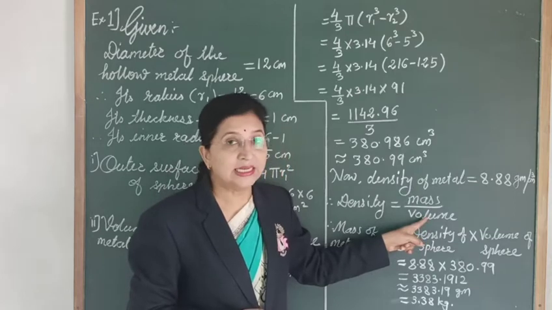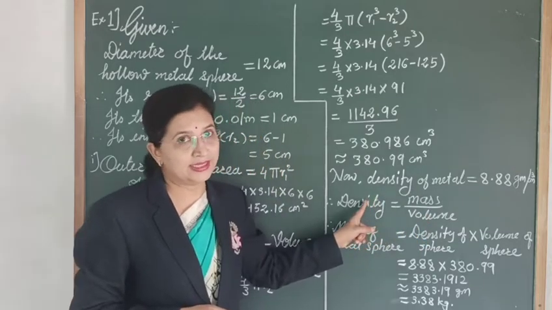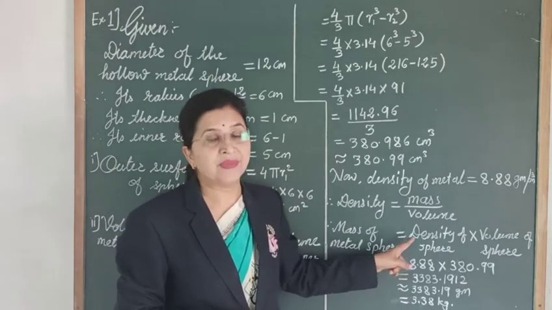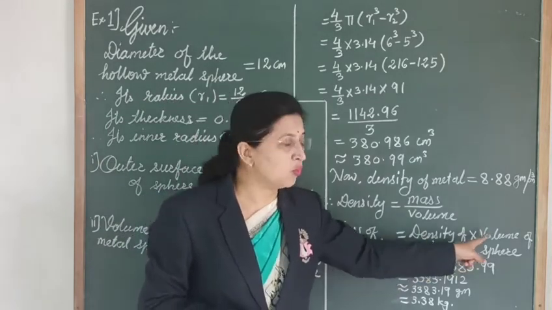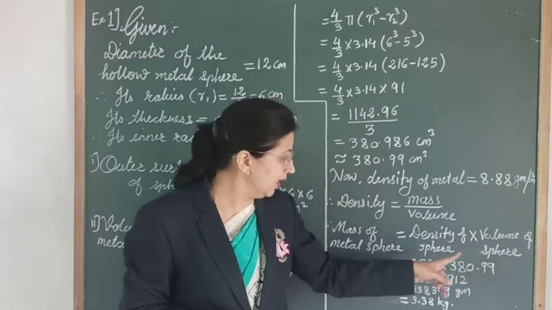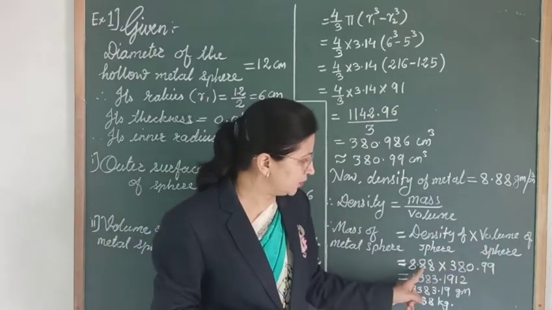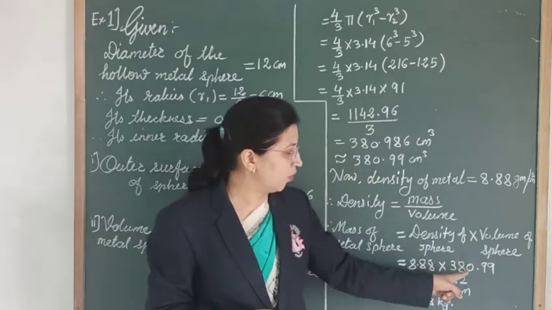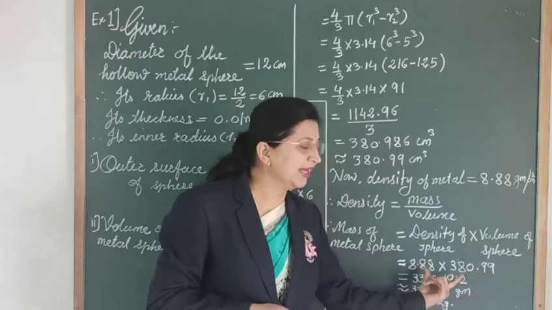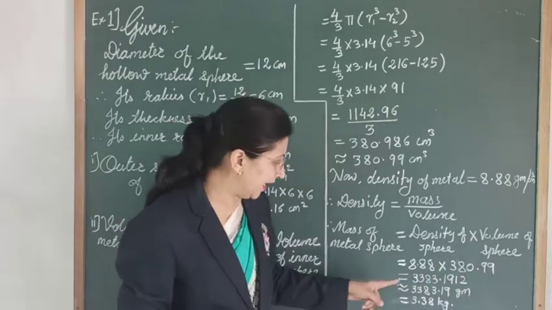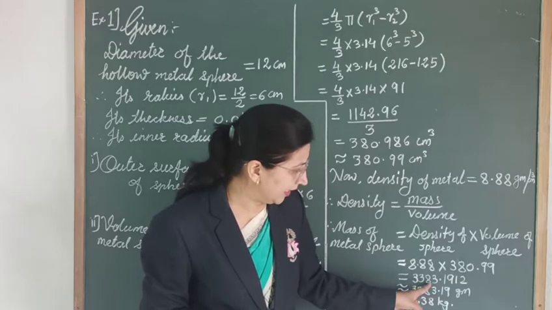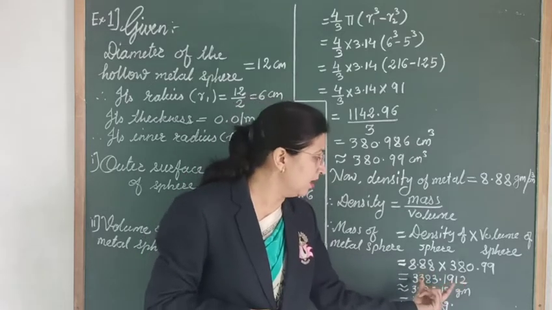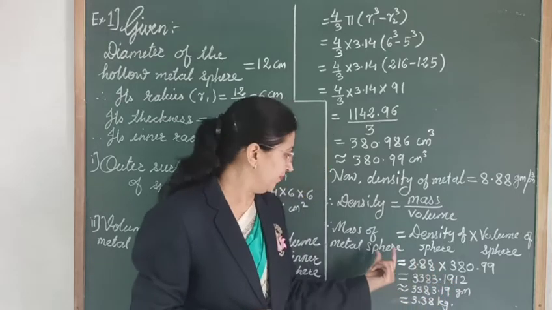So this volume is dividing, it will multiply to density. Therefore, mass of metal sphere is equal to density of metal sphere into volume of sphere. Density is already given, that is 0.88 into volume. Volume we got 380.99. After taking the product of these two numbers, we'll get 3383.1912. This is the mass of this sphere.